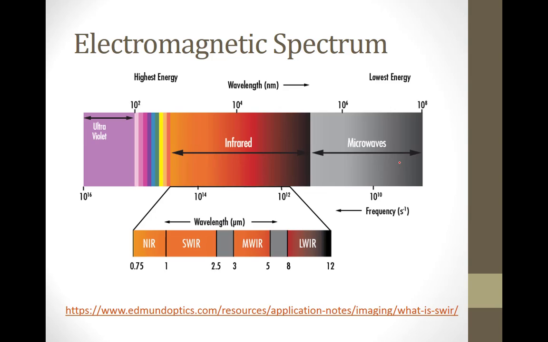This is again a depiction of the electromagnetic spectrum. You can see they've broken it up a little bit differently. The high energy end is again to the left, the low energy end is again to the right. Down at the high energy end we have the UV range, and then they lump the visible all into this area right here. They then break up the infrared into near IR, short wave IR, mid wave IR, and long wave IR. Okay. And then after that is microwaves.